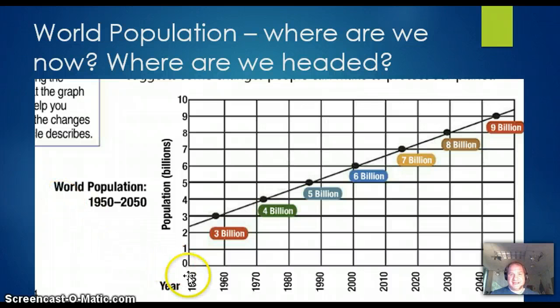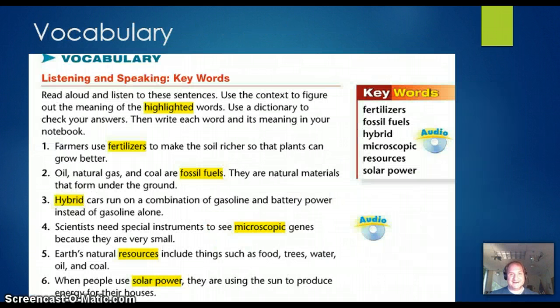So our population, back when your grandparents were born, there was about 3 billion people. We're more than twice that now. And around the time you guys become parents, possibly even grandparents, it's going to be 3 times what it was when your grandparents were born. That's a lot of population. That's a lot of growth.